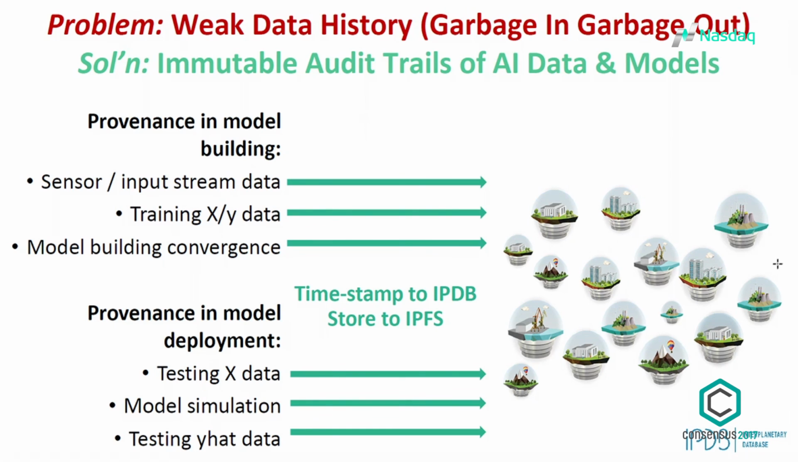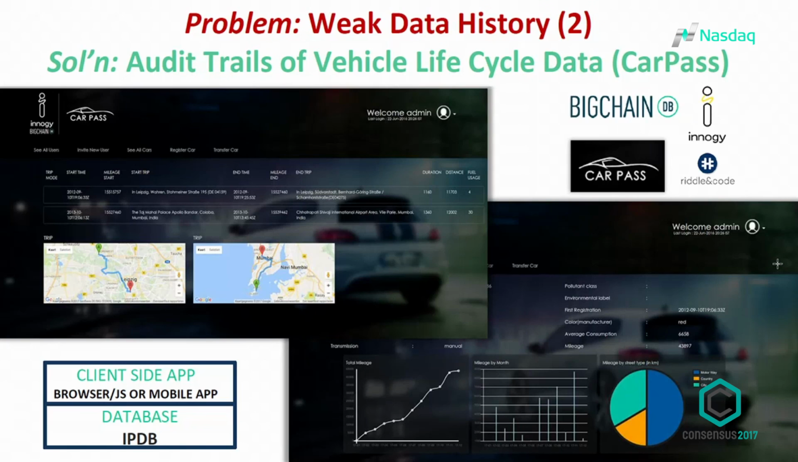What you do is you simply timestamp the data to a public database like IPDB, and store the data itself, the model itself, into something like IPFS. And then you have basically these immutable audit trails of AI, data, and models. This is incredibly powerful, especially with things coming along through the European Union and so on, where you actually have to explain what your algorithm did, otherwise the regulators come after you.